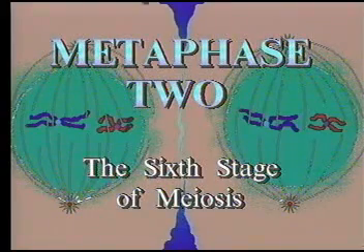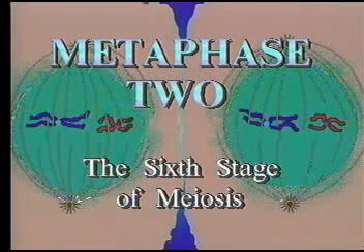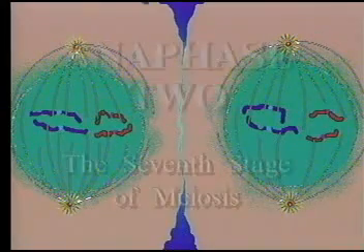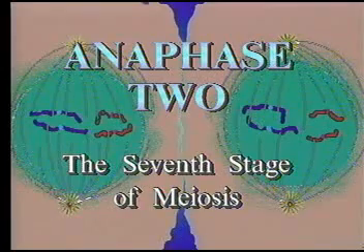From now on out, meiosis follows the same stages as mitosis. During the sixth stage of meiosis, called metaphase II, the chromosomes line up on the equator of the cell. And now the centromeres split apart. And during the seventh stage of meiosis, called anaphase II, the centromeres separate for the first time. And now the sister chromatids become daughter chromosomes as they move toward the opposite poles of the cell.